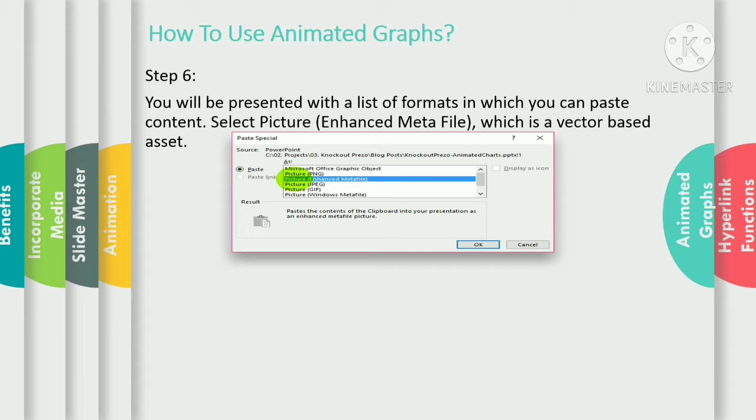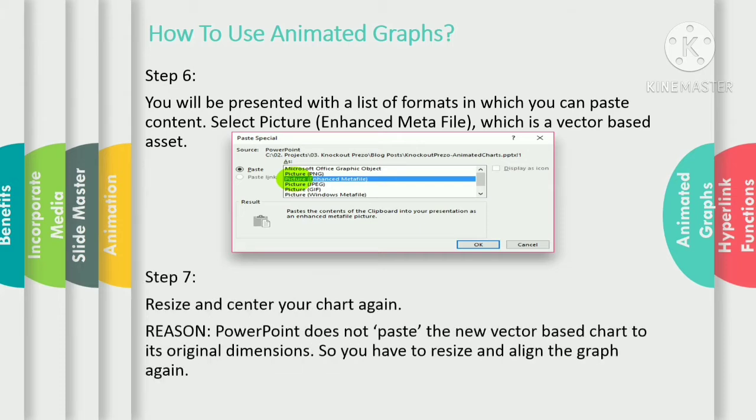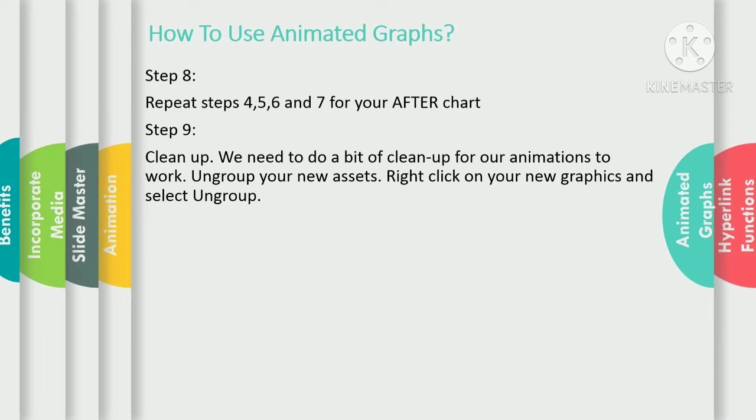This is the way. With every step I have provided a picture, from which you will understand easily. Step 7. Resize and center your chart again. Reason: PowerPoint doesn't paste the new vector based chart in its original dimension, so you have to resize and align the graph again. Step 8. Repeat steps 4, 5, 6 and 7 for your after chart also, as you need to create the after chart again.